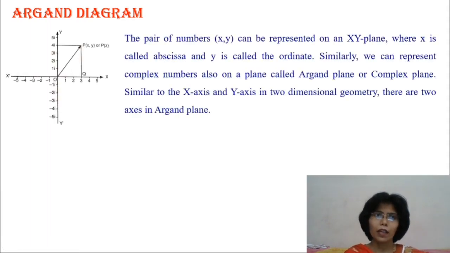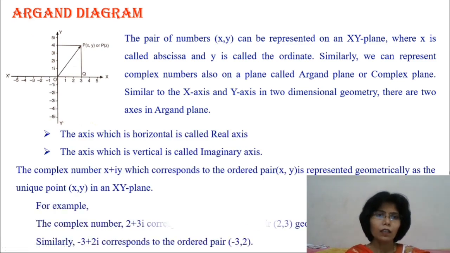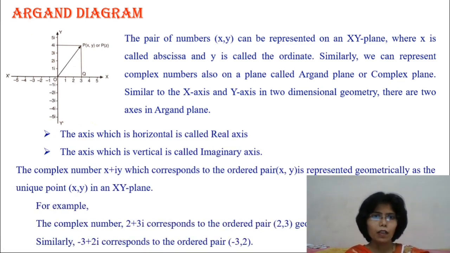Now we'll see the Argand diagram in detail. The pair of numbers (x, y) can be expressed on the xy plane, where x is called the abscissa and y is called the ordinate. Similarly, we can represent the complex number on the plane called the Argand plane or the complex plane. Similar to the x-axis and y-axis in two-dimensional geometry, there are two axes in the Argand plane. The axis which is horizontal is called the real axis, and the axis which is vertical is called the imaginary axis.